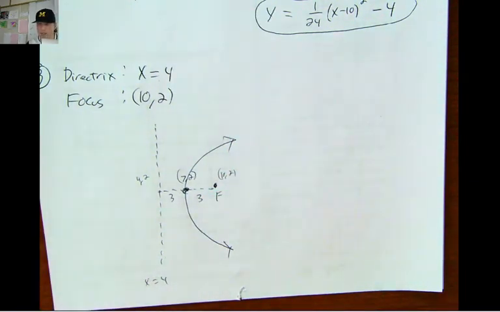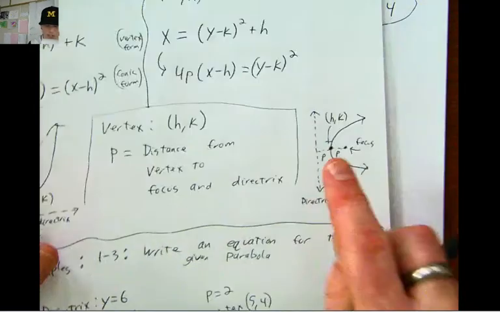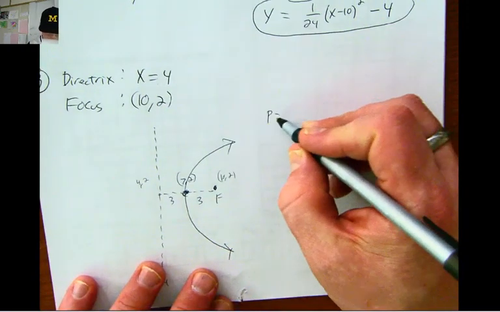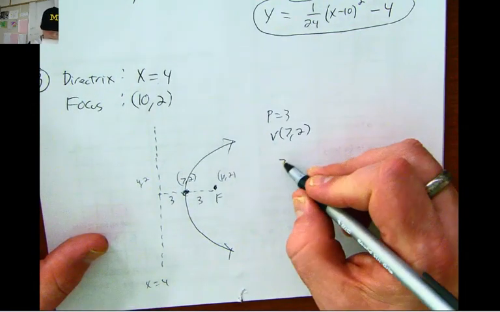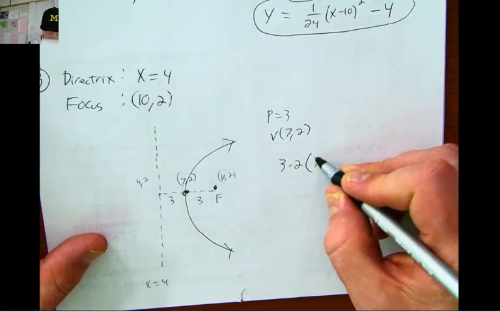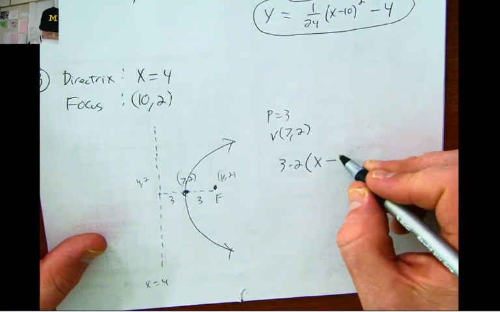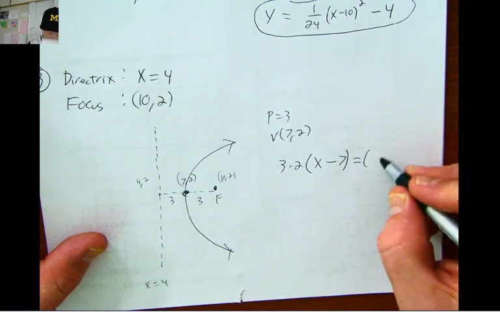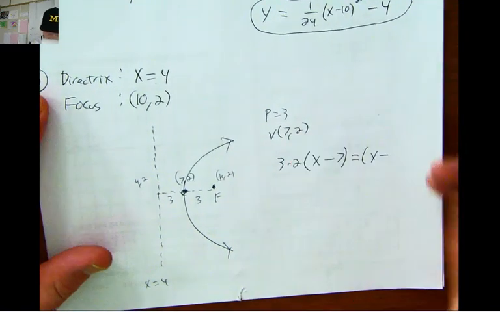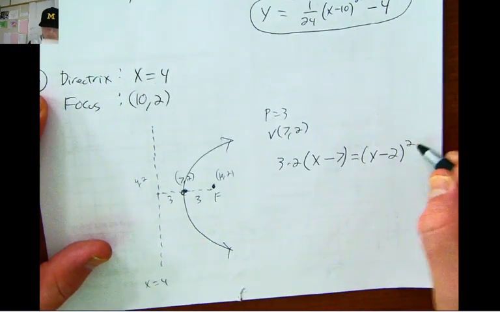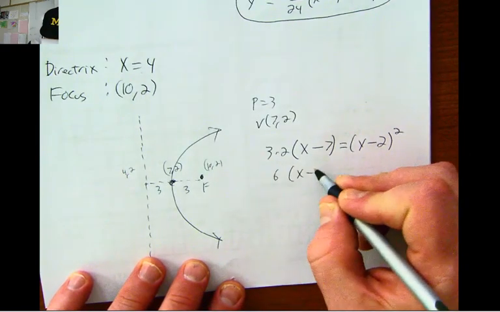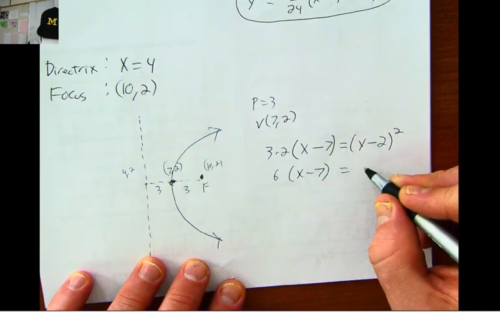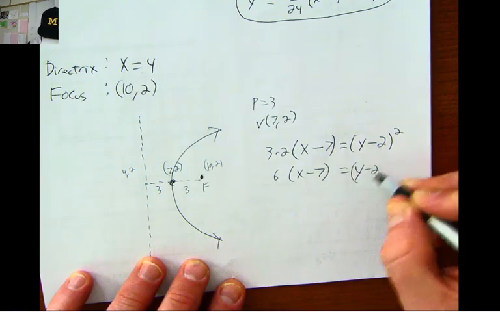And now I'm going to be using the y squared version of the equation because it's going side to side, this one, and p is equal to 3. The vertex is at (7, 2). So using this equation, I have 3 times 2 times x minus h, so that's 7, equals y minus the 2, y minus k, so y minus 2 quantity squared. And then solve it out the same way that we've done the others. 6 times (x minus 7) equals (y minus 2) squared.